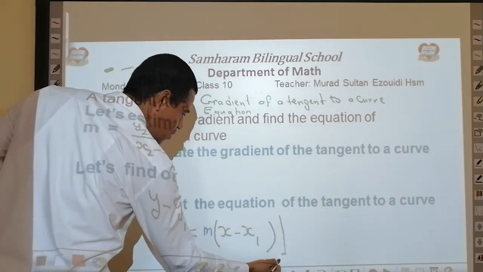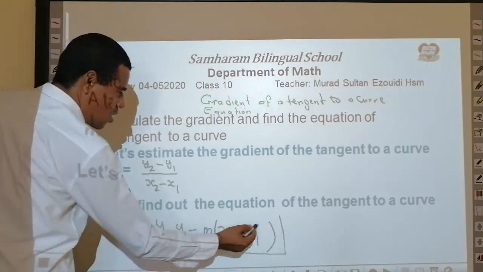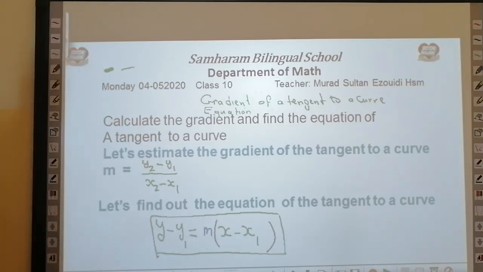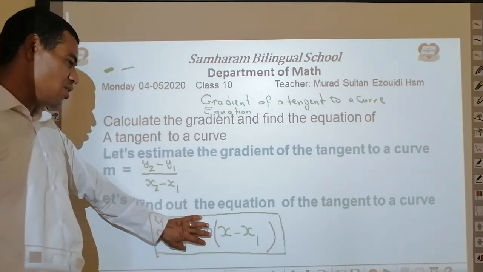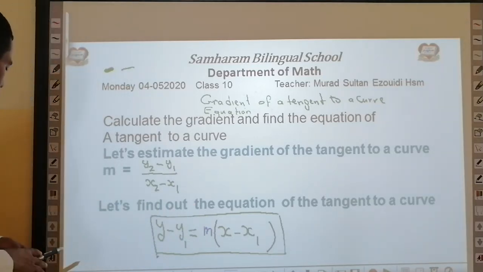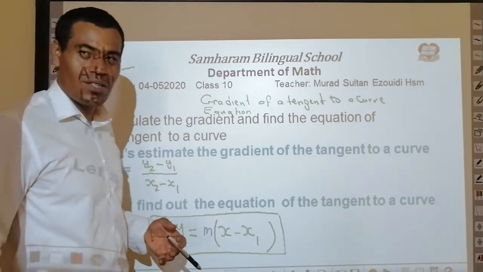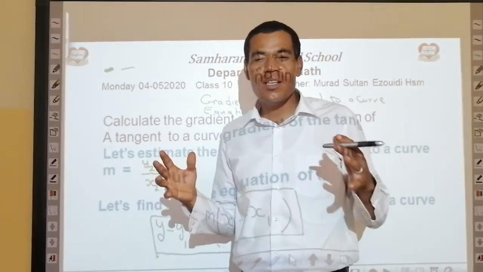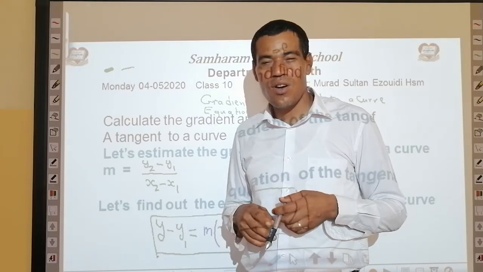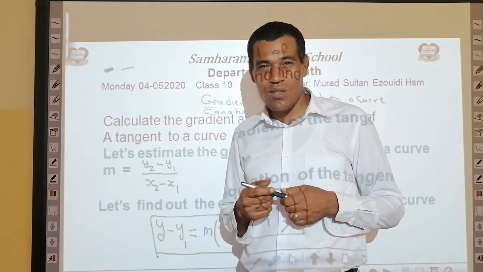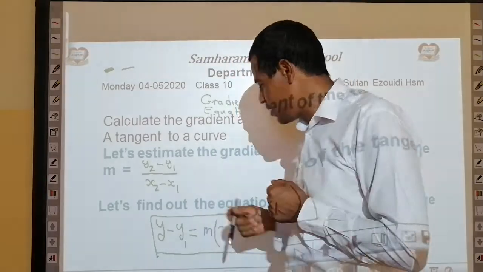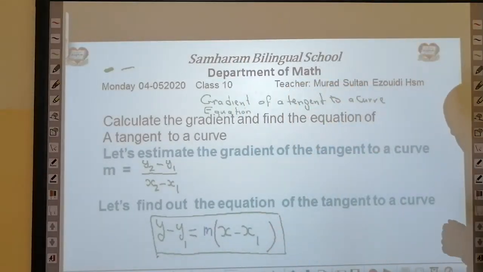Of any equation of a tangent to any curve. It's given like that, such that you will find the m. Let's focus on an exercise and try to estimate the gradient of the tangent to the curve, then move immediately to find its equation. It's very easy, but just concentrate. Let's do it.